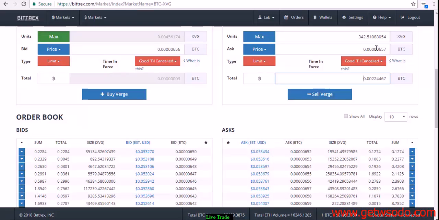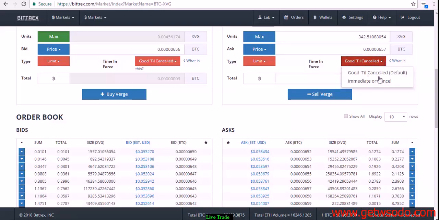So what it says is if I sell 342.51 at 657, I'm going to make 0.00224467. That's what I'm going to make. Now, what I paid was that right there. That's what I paid. So I'm just going to click that, and you see this good till cancel, this limit.